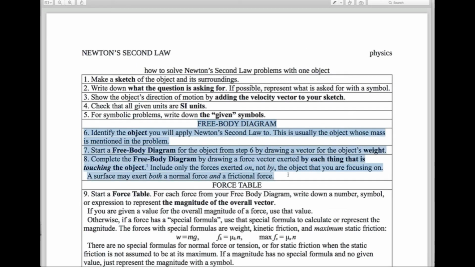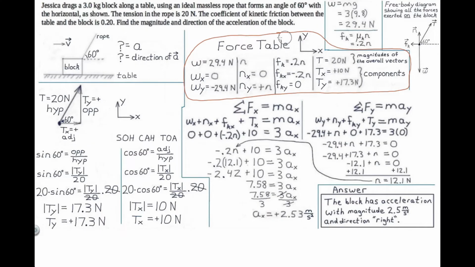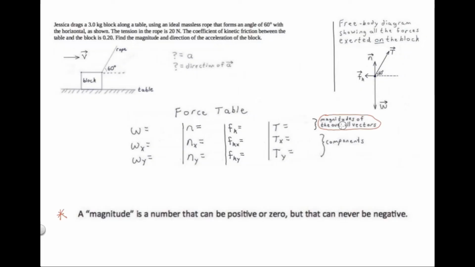Here's a summary of the steps which we completed for drawing the free body diagram. Next, we work on the force table. The purpose of the force table is to organize the data, which we will be substituting into the Newton's second law equations. In the first row of the force table, we represent the magnitudes of each of the overall force vectors. A magnitude is a number that can be positive or 0, but that can never be negative.